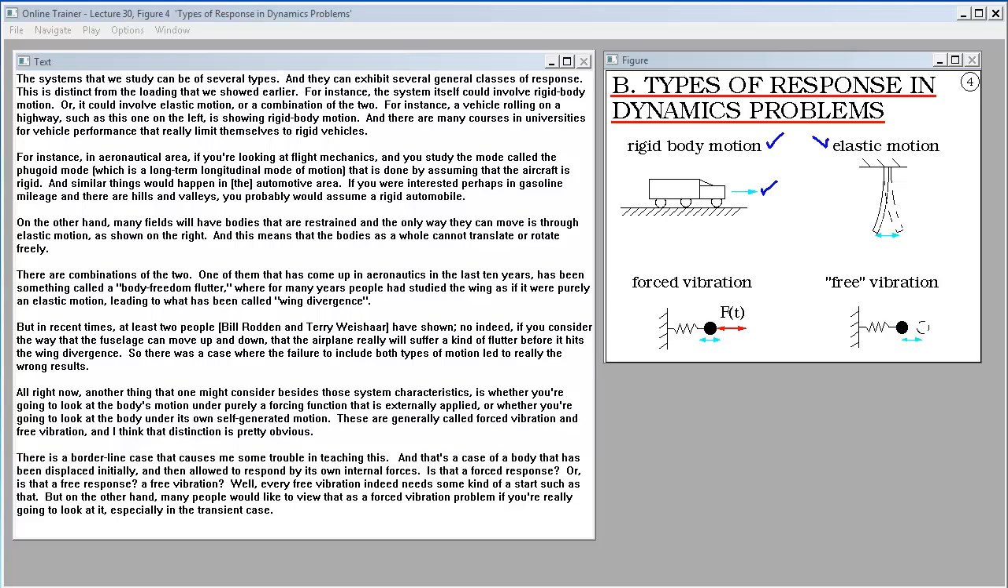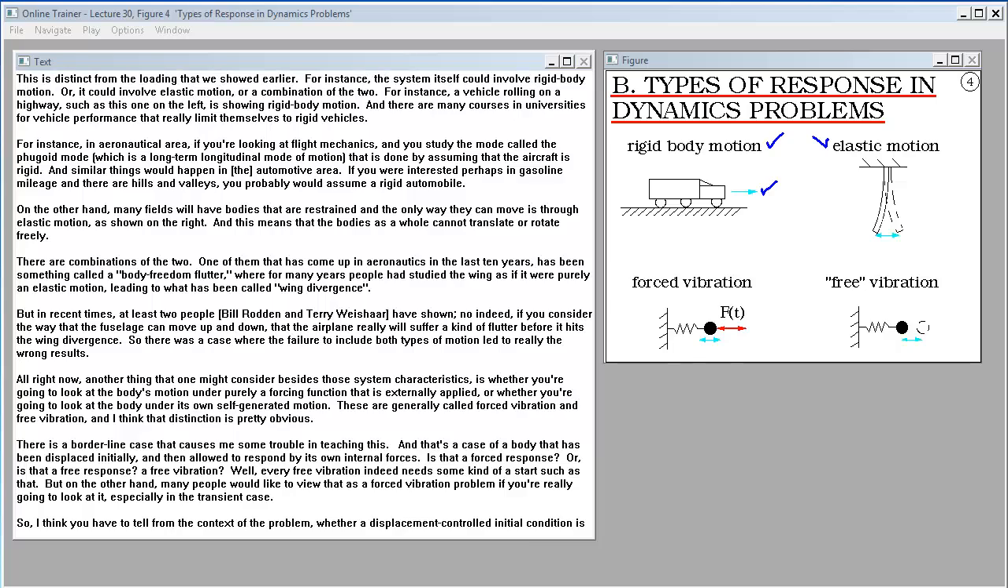For instance, in the aeronautical area, if you're looking at flight mechanics and you study the mode called the phugoid mode, which is a long-term longitudinal mode of motion, that is done by assuming that the aircraft is rigid. And similar things would happen in the automotive area. If you were interested perhaps in gasoline mileage and their hills and valleys, you probably would assume a rigid automobile.